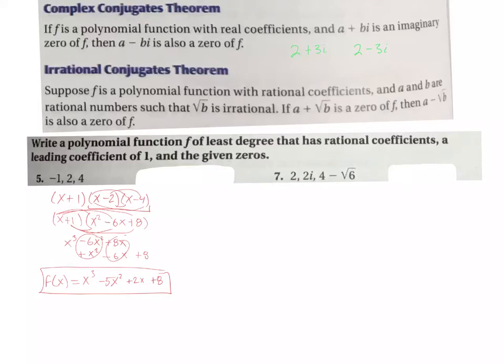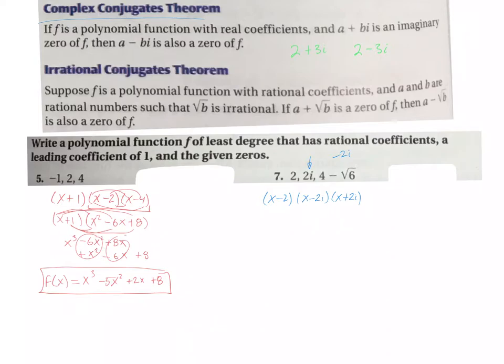Now let's do this next one here, number 7. Because 2 is a 0, that means I know I'm going to have x minus 2 as a factor. Since I have 2i as a zero, that means x minus 2i is going to be a factor. Now because I have 2i, I'm also going to have a negative 2i, which means x plus 2i is going to be another factor. And that's from the complex conjugate theorem.